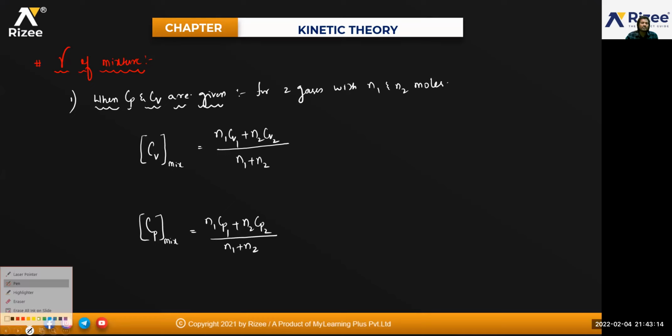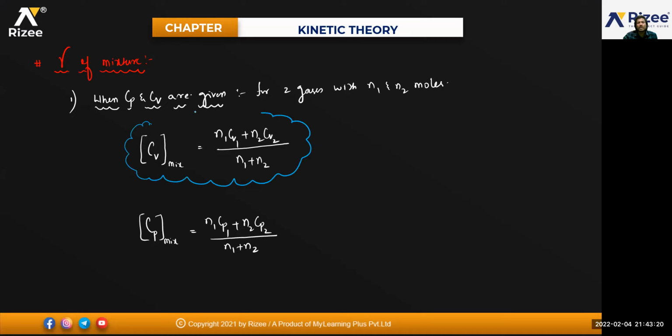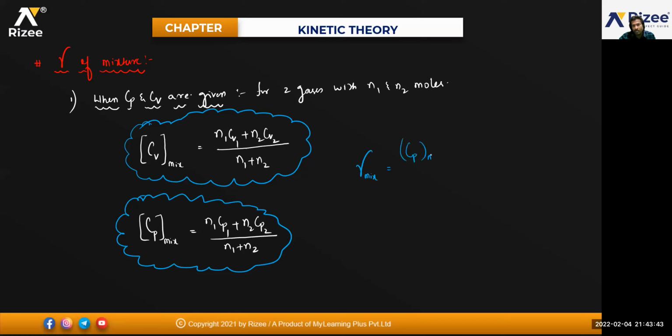So these are the two standard formulas which you need to remember for your competitive examination. When Cp and Cv are given for two gases with N1 and N2 moles, Cv of mixture is N1 Cv1 plus N2 Cv2 divided by N1 plus N2. In the same way, Cp of mixture is N1 Cp1 plus N2 Cp2 divided by N1 plus N2. That means gamma of your mixture is equal to Cp of mixture divided by Cv of mixture.